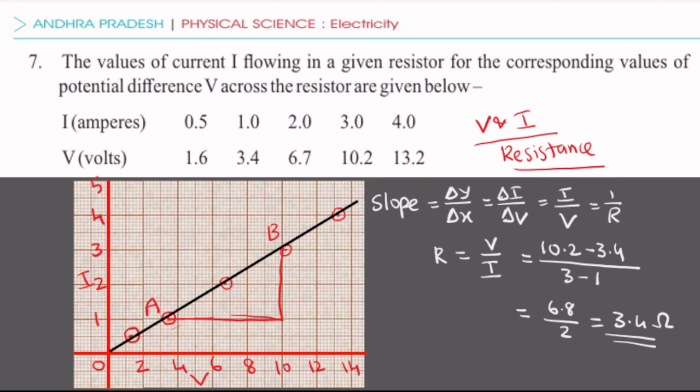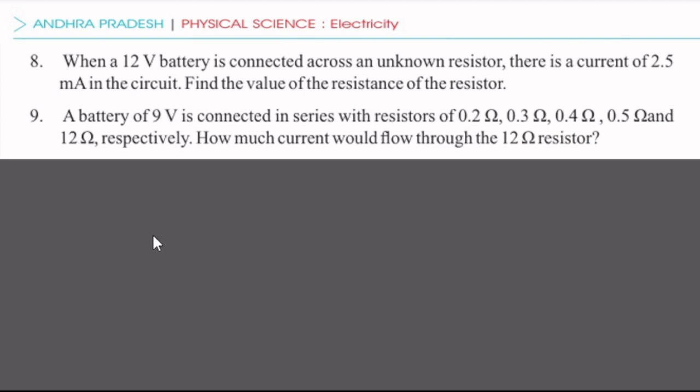Now let us move to the next problem, that is the 8th problem. When a 12 volts battery is connected across an unknown resistor, there is a current of 2.5 milliamperes in the circuit. Find the value of resistance of the resistor. So here, what is given? Voltage is given as 12 volts, and the current is 2.5 milliamperes, which is nothing but 2.5 into 10 power minus 3 amperes.